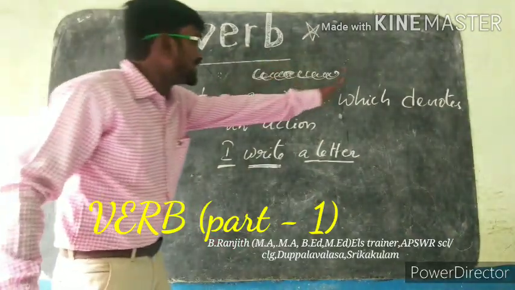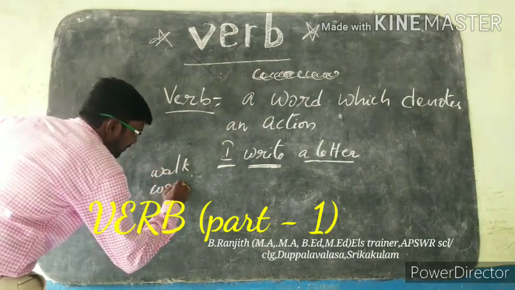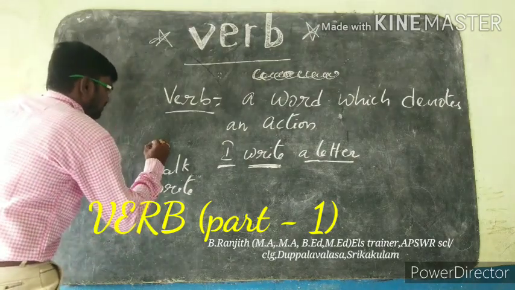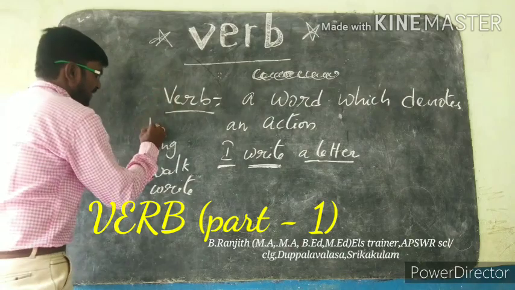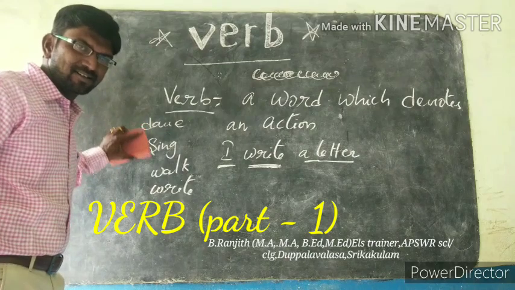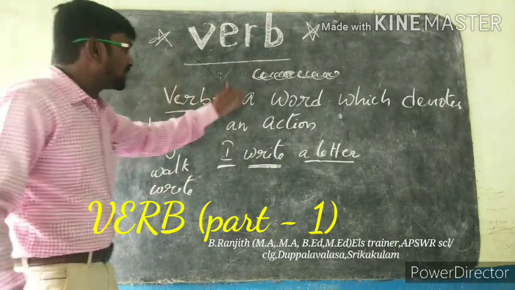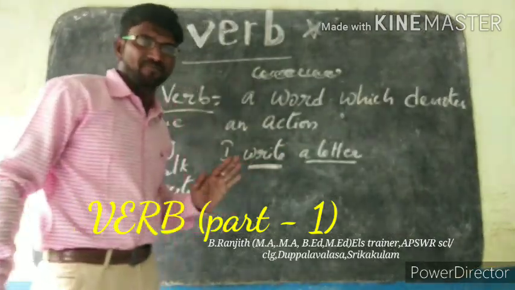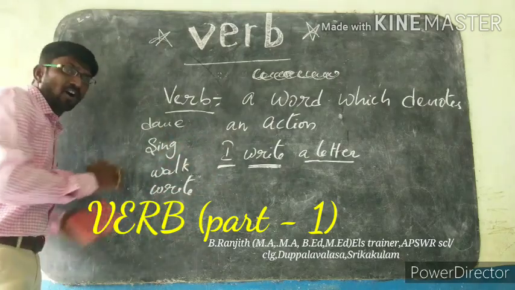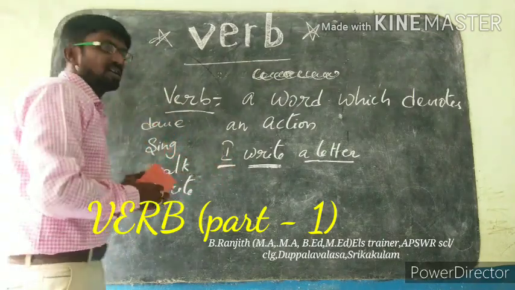Here, a word which denotes an action. So here, walk, write, sing, dance, all these are called verbs. Here, I think you got an idea about the verb. A word which denotes an action is called a verb. Examples for verbs: dance, sing, walk. All these words are denoting an action. This is called a verb.